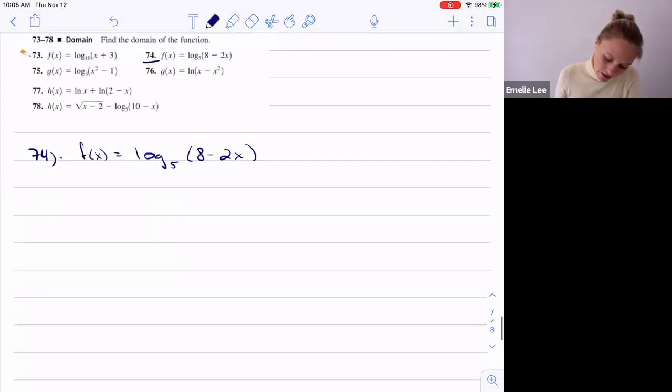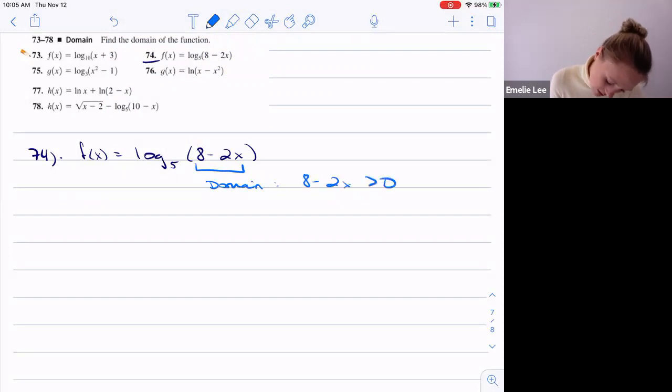If you've got log base 5 of 8 minus 2x, remember the base doesn't matter, the logs all behave the same. So what we're saying is that this has to be greater than 0. The domain is that 8 minus 2x must be greater than 0. It can't even be equal to 0. We can't take the log of 0. You can try log base 10, it doesn't matter what the base is, of 0, and you should get some sort of math error. So that's kind of a nice crutch too.